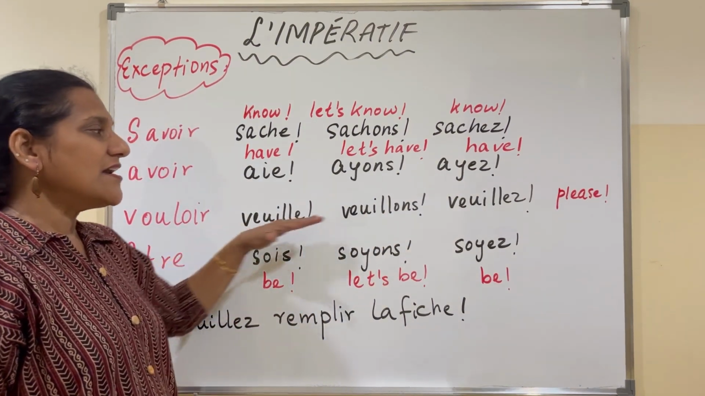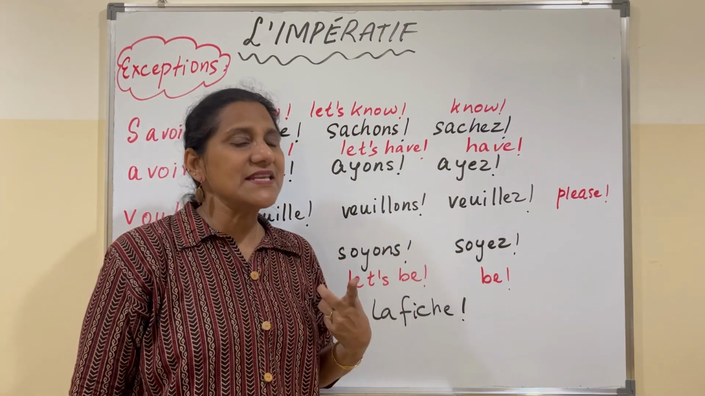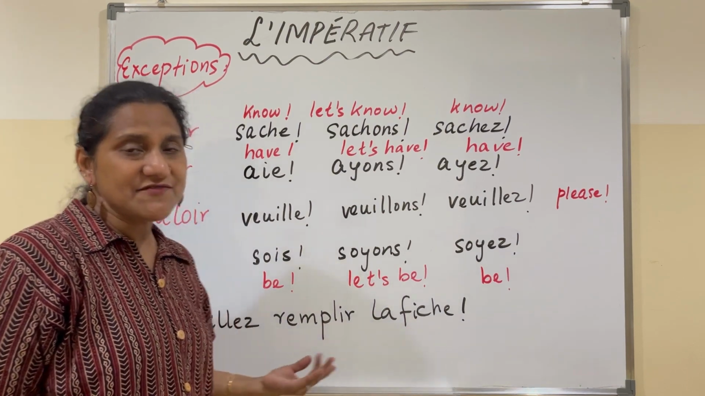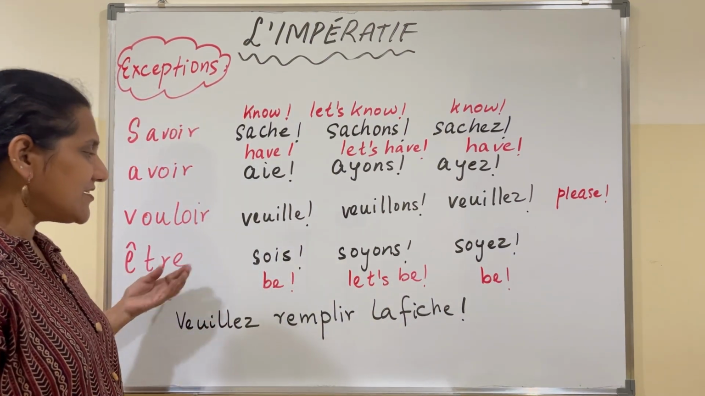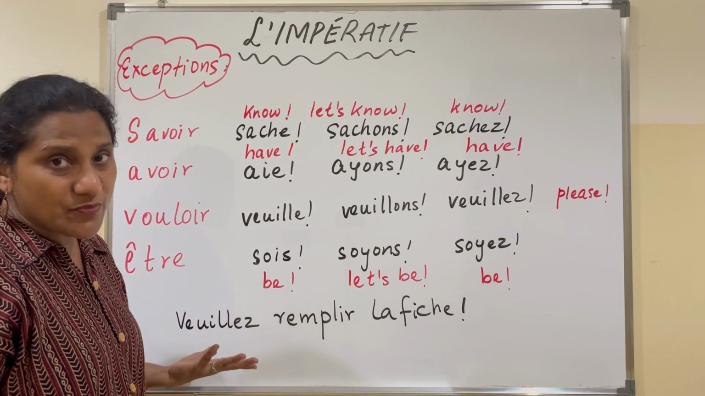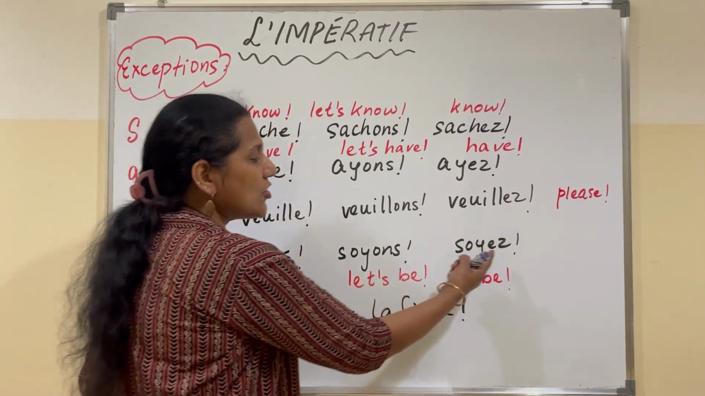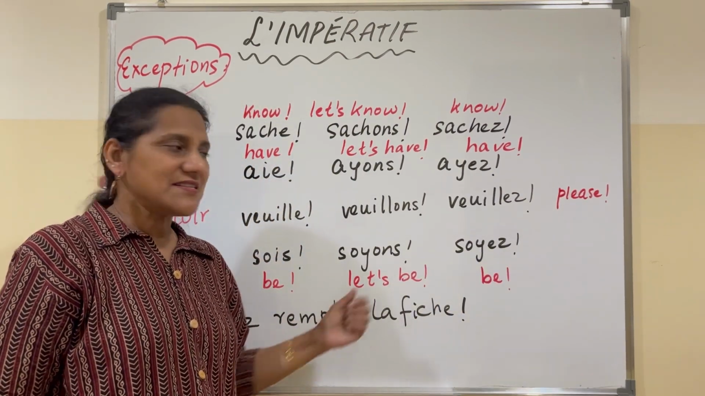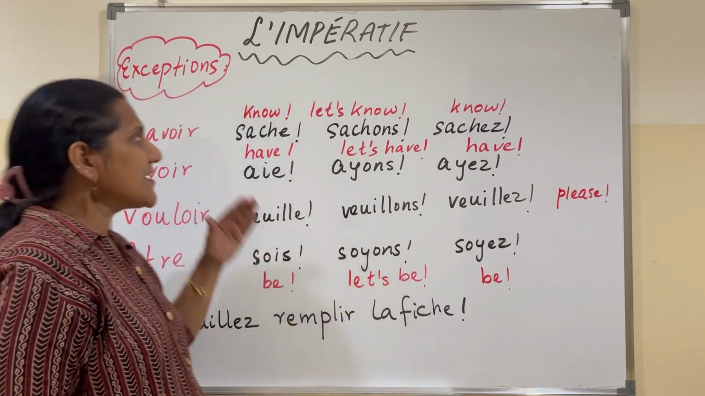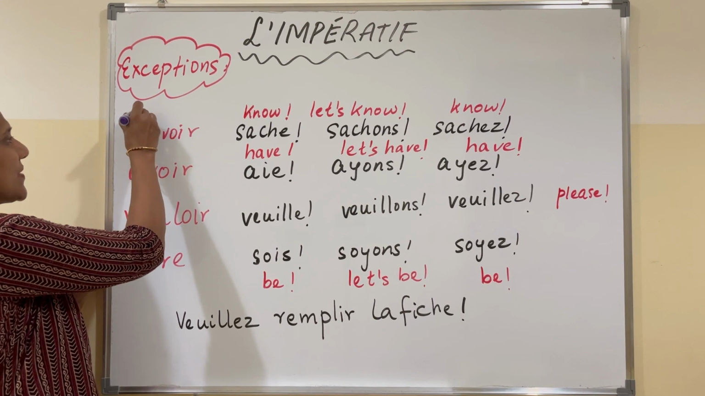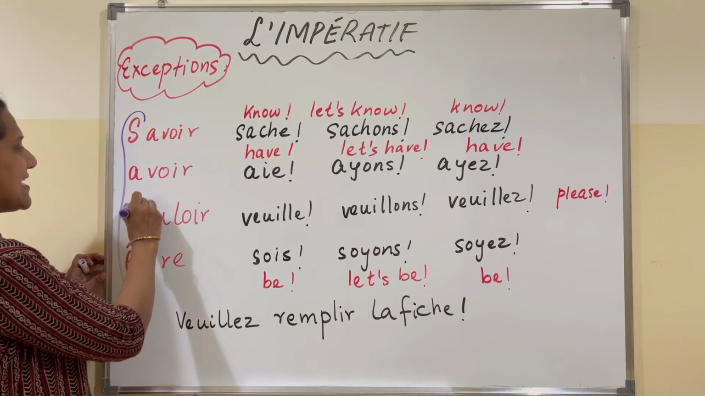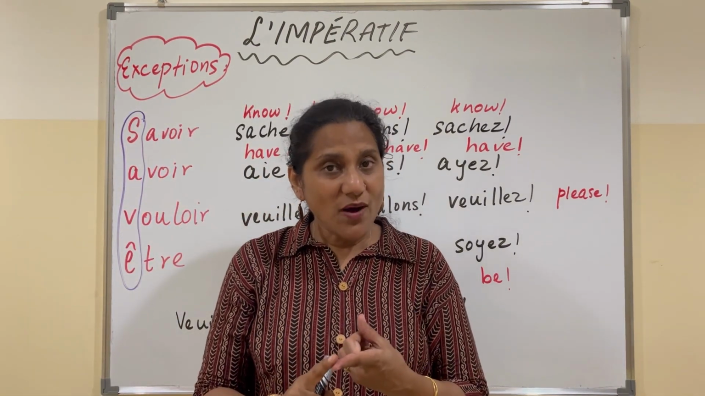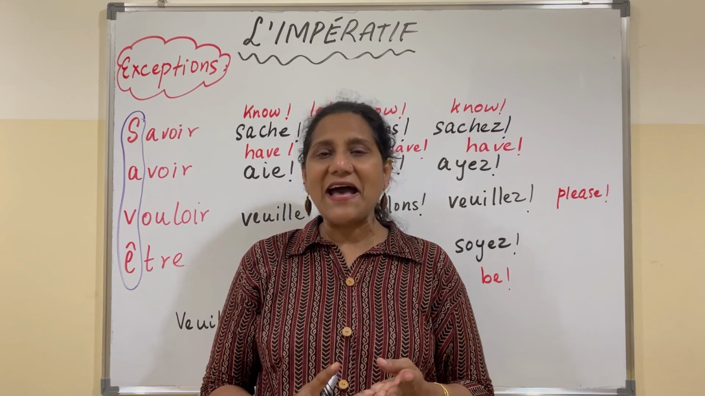Vouloir is veuille, veuillons, veuillez. It has the meaning of please. Let's take an example. Veuillez remplir la fiche. Please fill the form. And être means to be. Sois, soyons, soyez. For example, be patient, be courageous. Let's be patient and be patient. So, these are the exceptions. You can remember in this way. S-A-V-E. This is another way of remembering that the exceptions are savoir, avoir, vouloir and être.